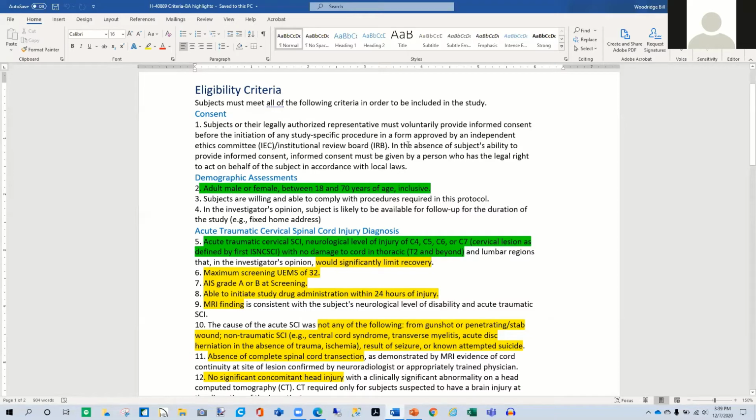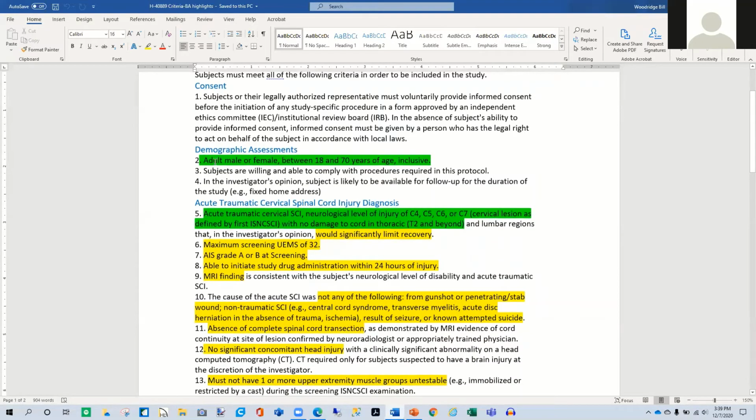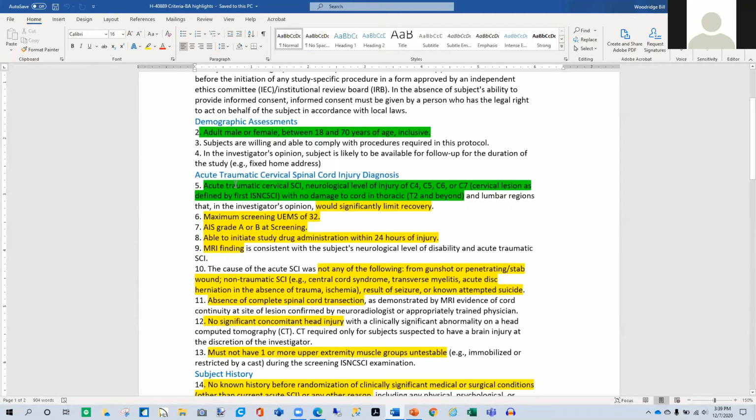So for this study, obviously they would require consent, but they're looking for males and females between the ages of 18 and 70. So that's pretty easy to measure, actually. They're very interested in finding a group of people who have acute traumatic cervical spine injuries. They really want them to be at the level of C4, C5, C6, or C7, and they don't want it to be at T2 or below. That's pretty specific, and you're probably not going to find that in a diagnosis list, but you certainly could find a diagnosis of cervical spine injury. And as I was looking, that was kind of the best I could come up with.